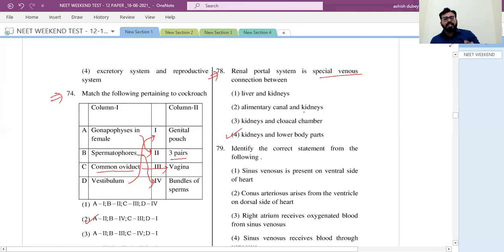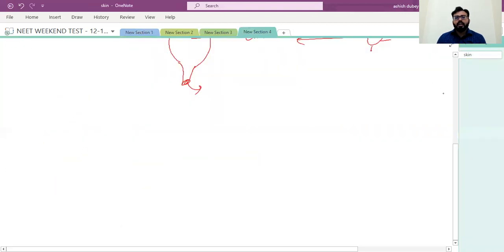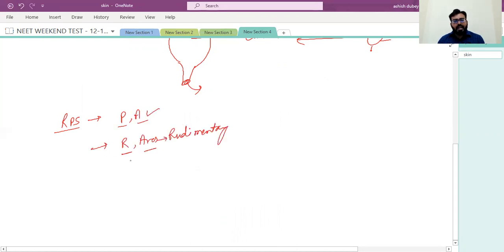So renal portal system, see, in Pisces and tetrapoda, in Pisces and amphibia, what will we say about the renal portal system? It is present in case of Pisces and amphibia. It is rudimentary in case of reptilia and aves. And it is absent. Even the vestigial parts cannot be found in case of mammals.